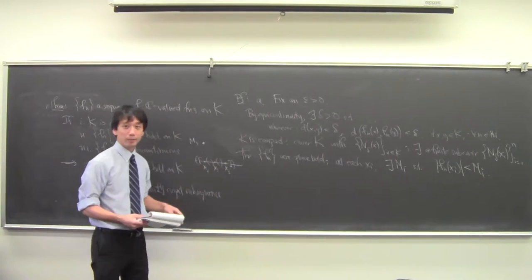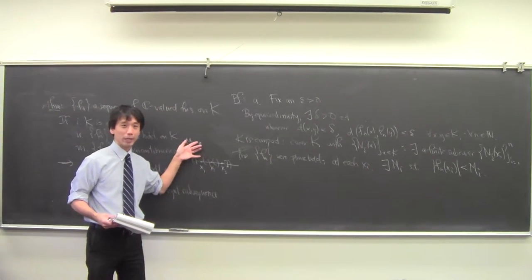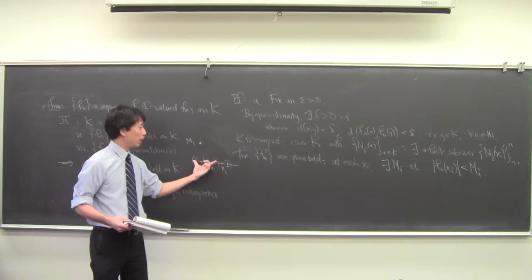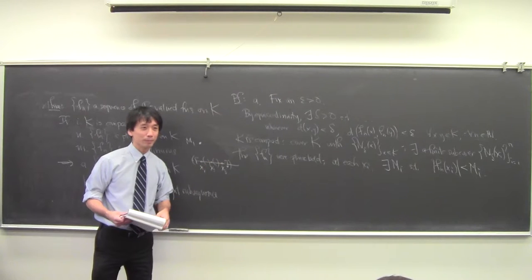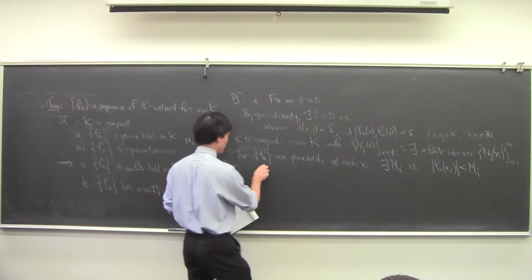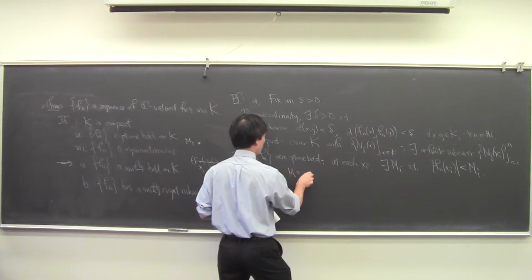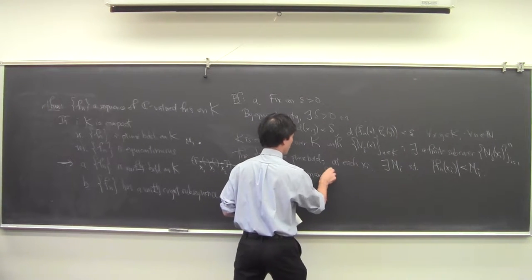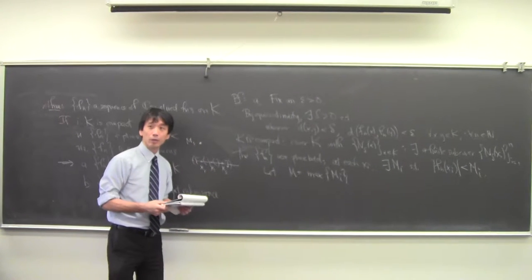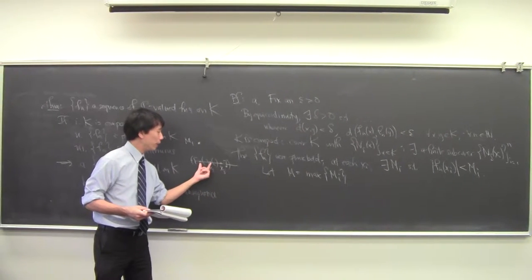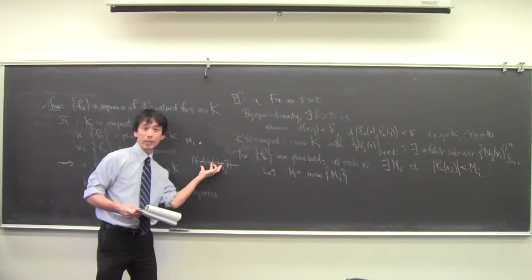Right. But then, you can get a uniform bound on the whole space, right? How do you do it? Take the max. Just take the max, right? So let M be the max of the M_i, which would bound all the functions at these three points, right?